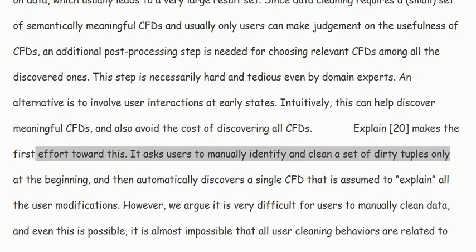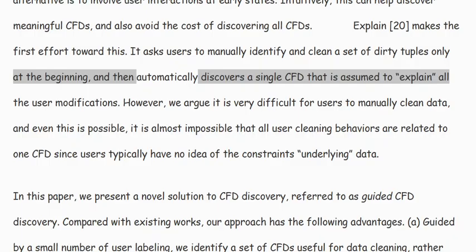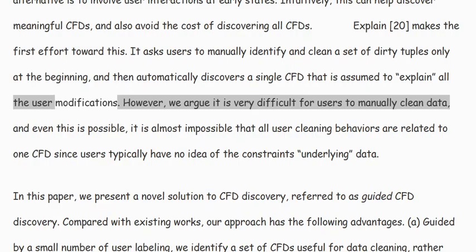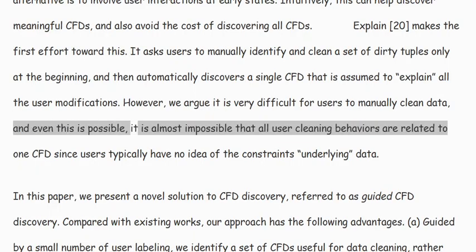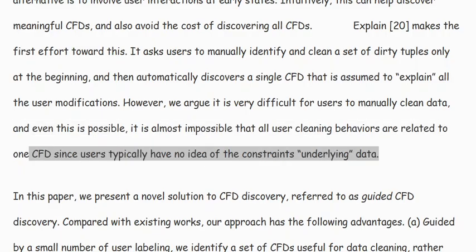Reference [20] makes the first effort toward this. It asks users to manually identify and clean a set of dirty tuples only at the beginning, and then automatically discovers a single CFD that is assumed to explain all the user modifications. However, we argue it is very difficult for users to manually clean data, and even if this is possible, it is almost impossible that all user cleaning behaviors are related to one CFD, since users typically have no idea of the constraints underlying data.